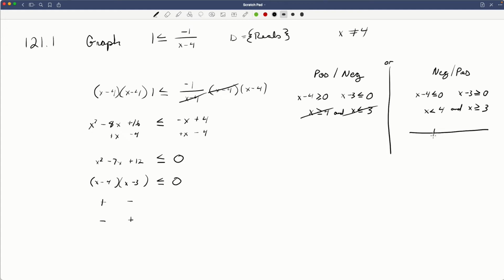So we would have a 3, we would have the 4, we would circle both, fill in the 3, and then let me use this red, and then draw our line because it's reals. And that would be the way we would graph that solution set. All right, easy peasy. So let's move on to example number 2.